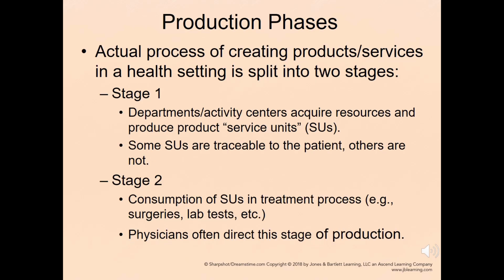Production phases are the actual process of creating products and services in a healthcare setting and are split into two stages. Stage 1, departments or activity centers acquire resources and produce product service units. Some service units are traceable to the patient, others are not. Stage 2, consumption of service units in a treatment process, for example, surgeries or lab tests. Physicians often direct this stage of production.